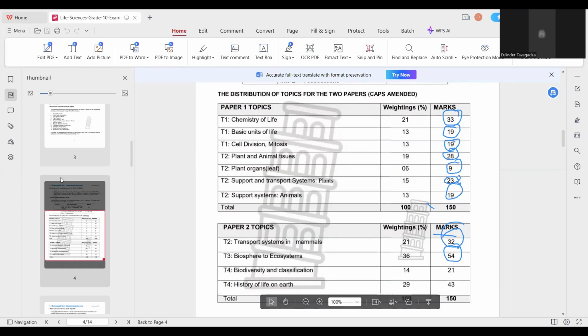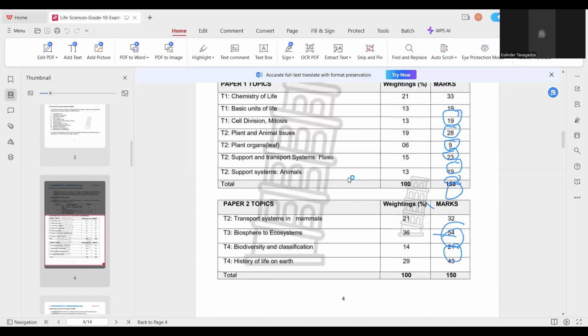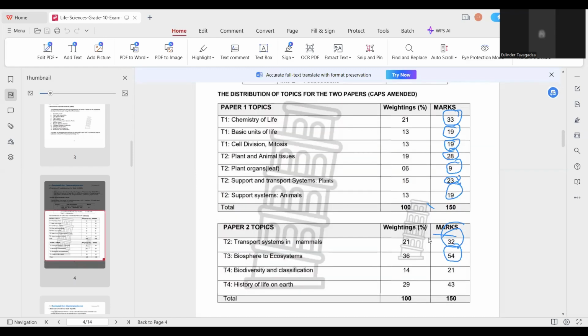Then we move on to biodiversity and classification. That's 21 marks. Then we move on to history of life on Earth. That's 43 marks, to give a total of 150. So basically, this is the structure of your life science.